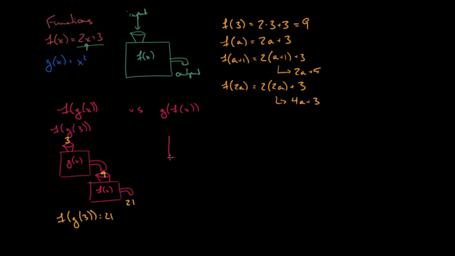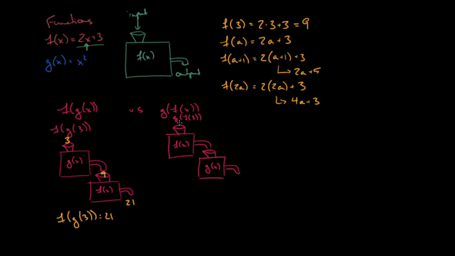So what if instead I have g of f of 3? So now I have f of x first. So that's what I'm going to actually do first. That's going to have its output. And then I'm going to take g of whatever that number is that comes out. So this is g of x. So in this case, let's do the same thing. Let's do g of f of 3.